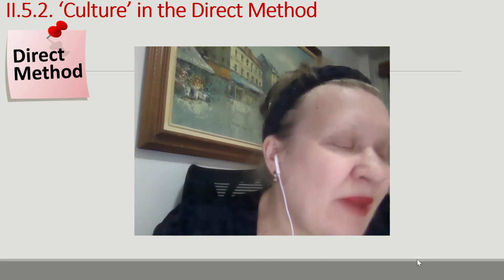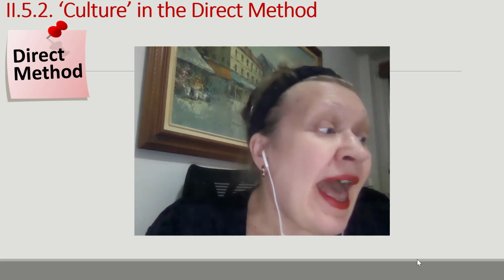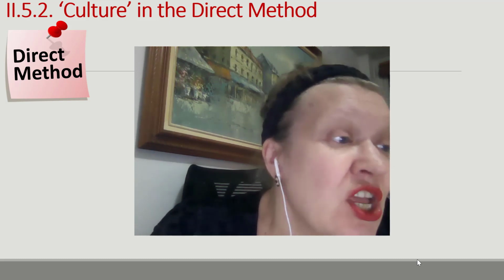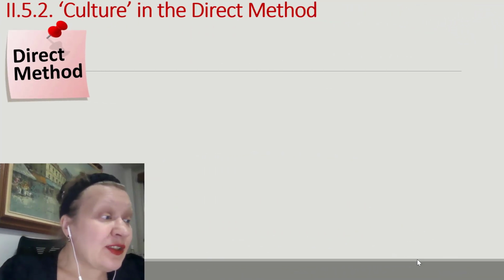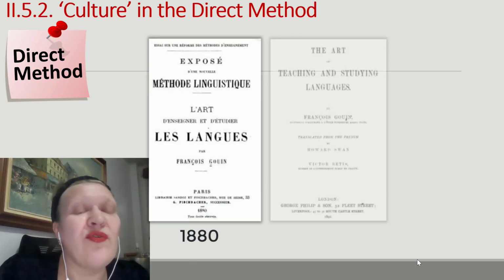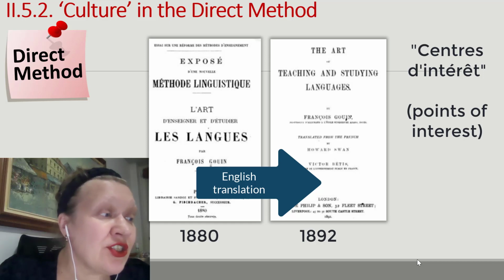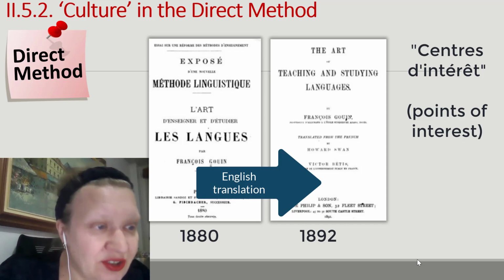Unlike grammar translation-based textbooks, most of those inspired by the direct method have a structure that is aligned with the topics of conversation, not with the grammar presented in each unit. In his book, L'art d'enseigner et d'étudier les langues, The Art of Teaching and Learning Languages, François Gouin, French educator, proposed to organize the teaching of living languages around centres d'intérêt, points of interest, without grammar and translation.